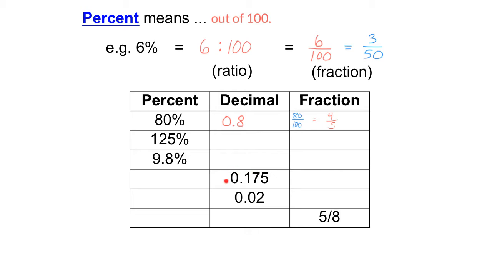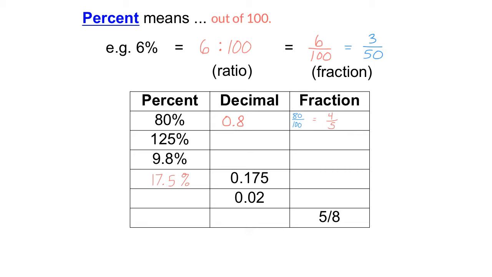Okay, I'm going to skip down to this one now. We're starting with the decimal. Okay, let's take this decimal and turn it into a percent. Well, up here we turned a percent into a decimal. We did 80 divided by 100 to get the decimal. If we're working backwards, we're going to do the opposite operation. So instead of divide by 100, we will go times 100. So if you do 0.175 times 100, you get 17.5. So this is 17.5%.